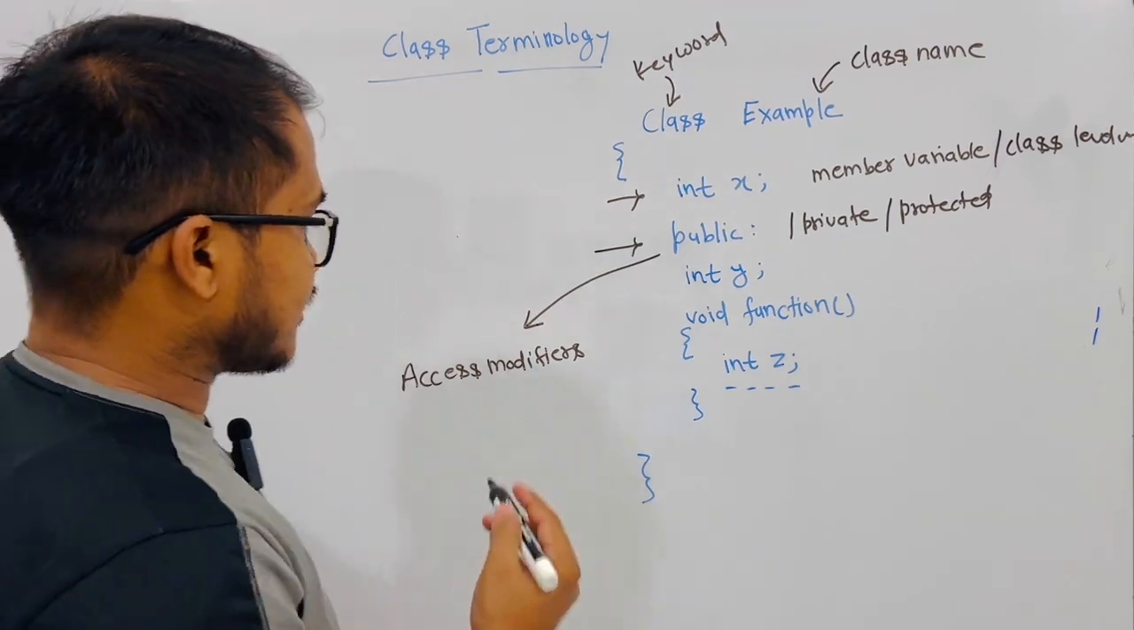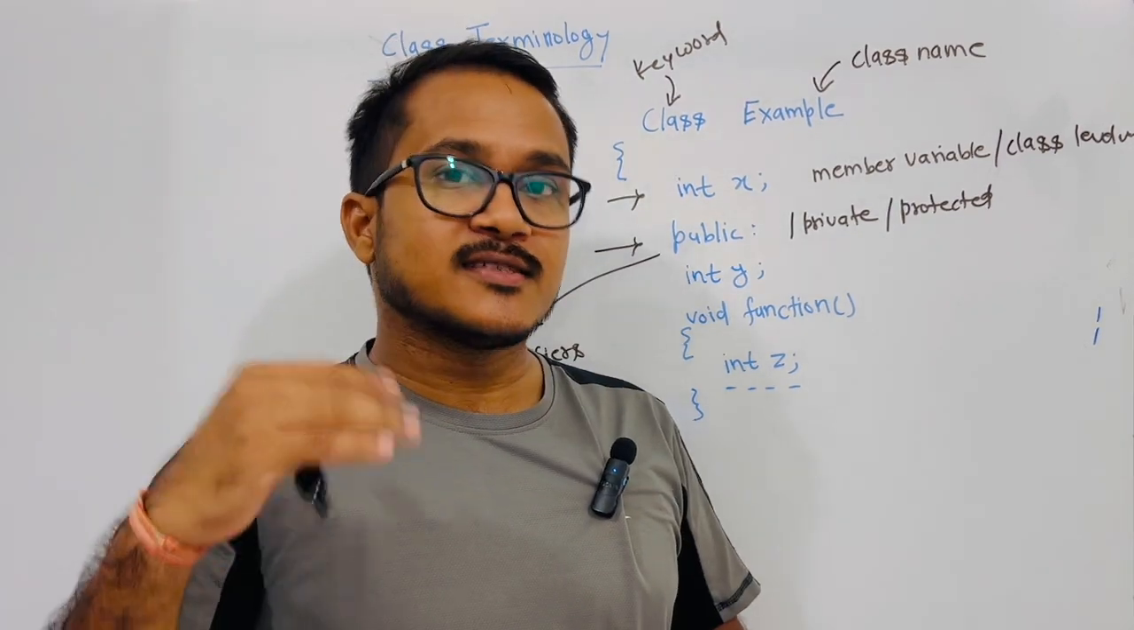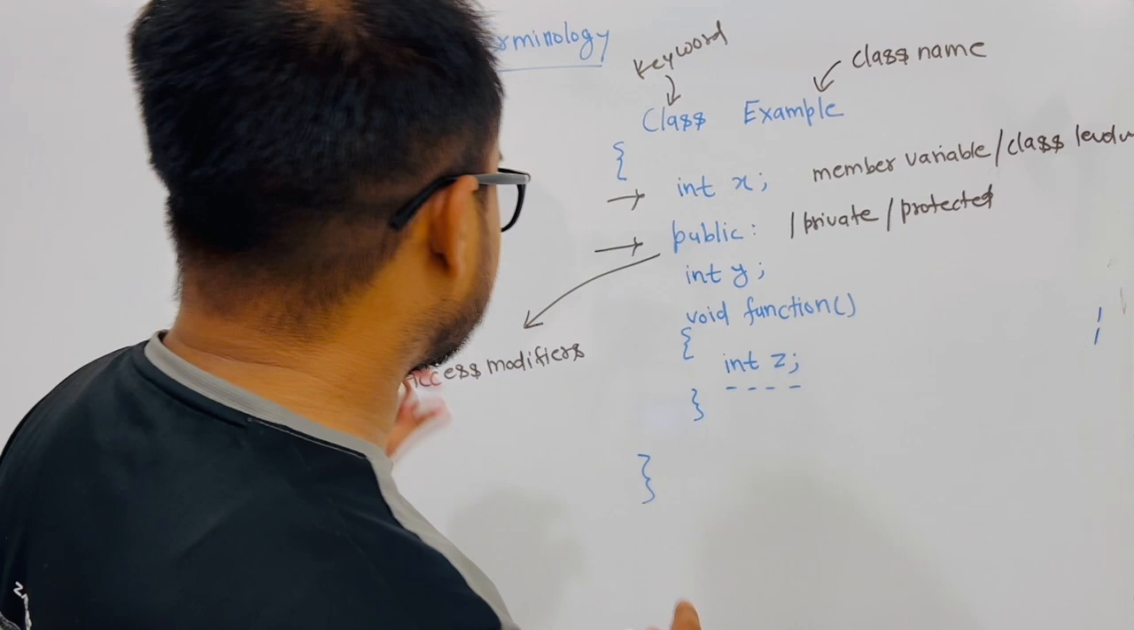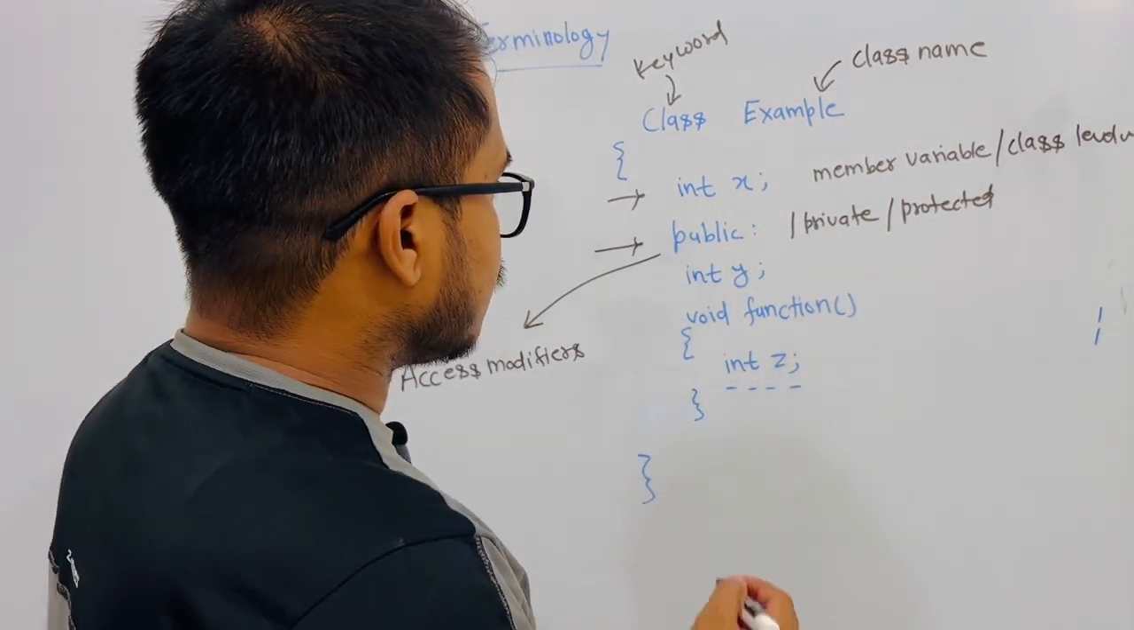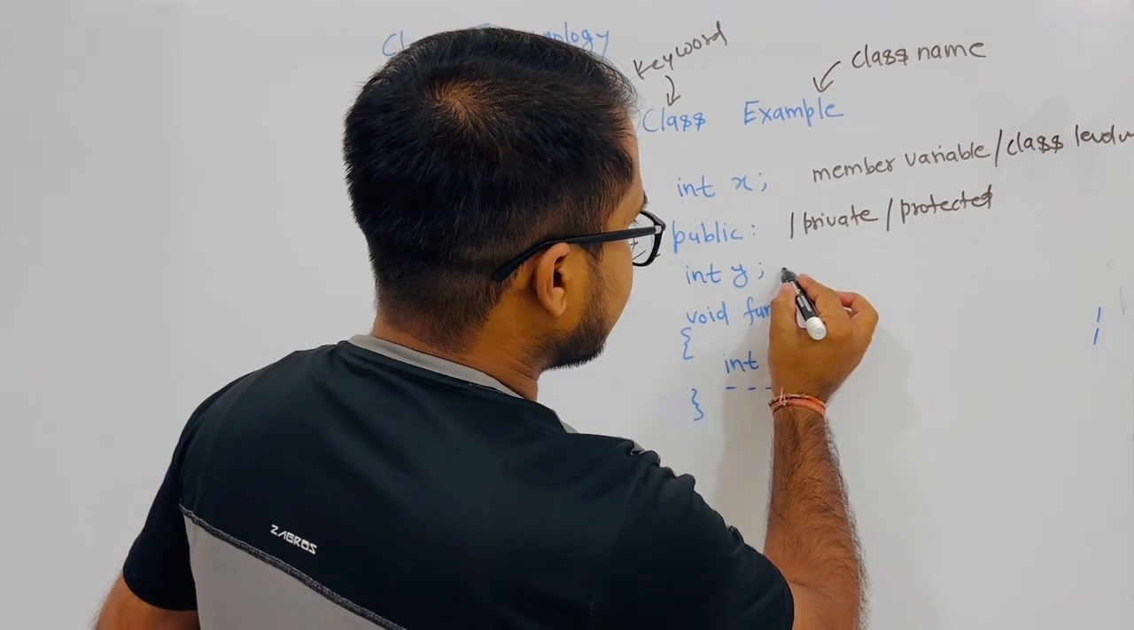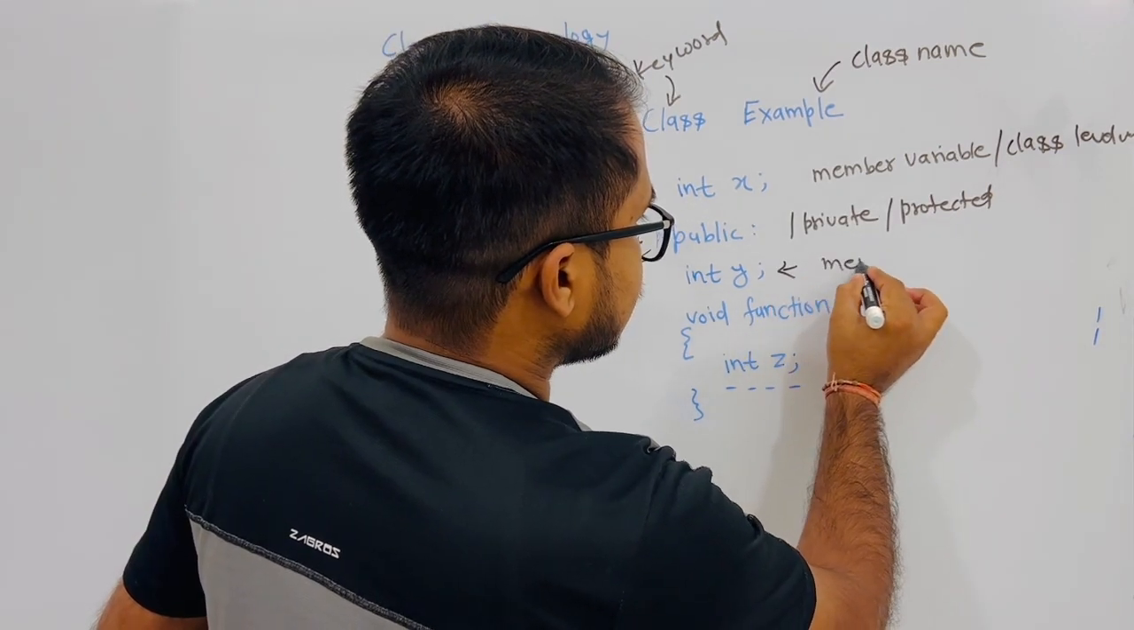So what is the meaning of access modifier? We'll try to understand that in the subsequent lectures. For now, you can completely ignore the definition of public, private and protected. Now if I talk about another variable, again, this is a member variable.